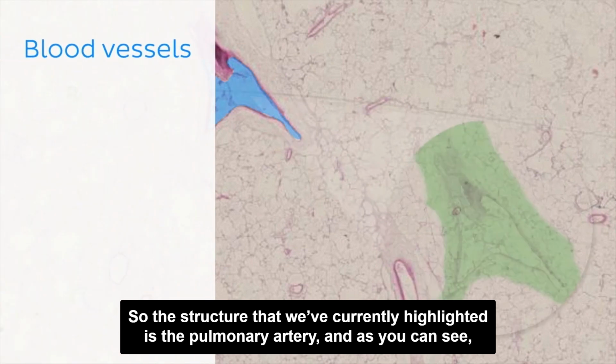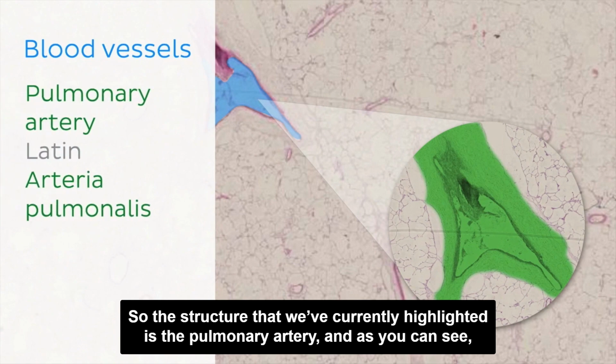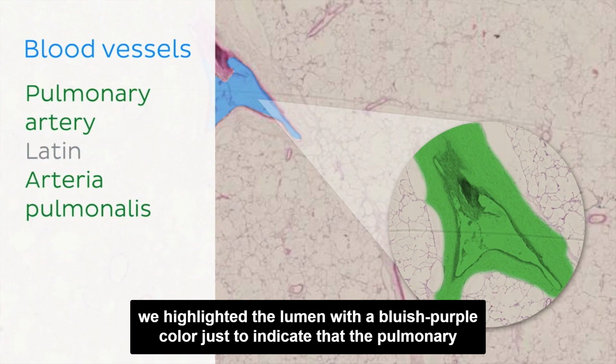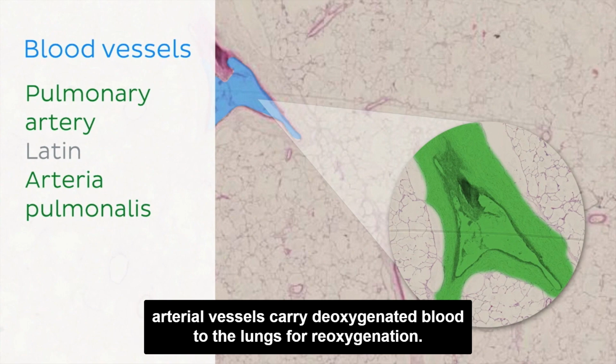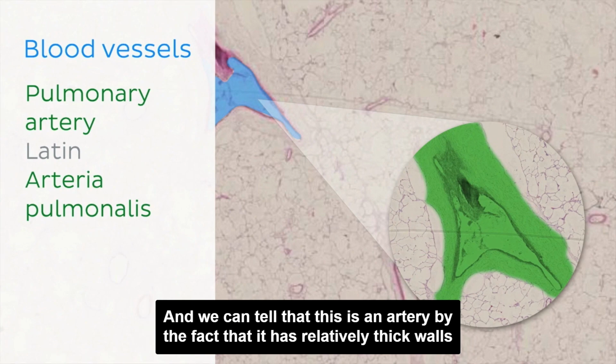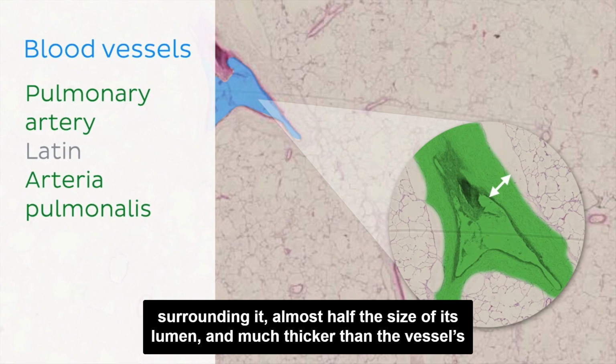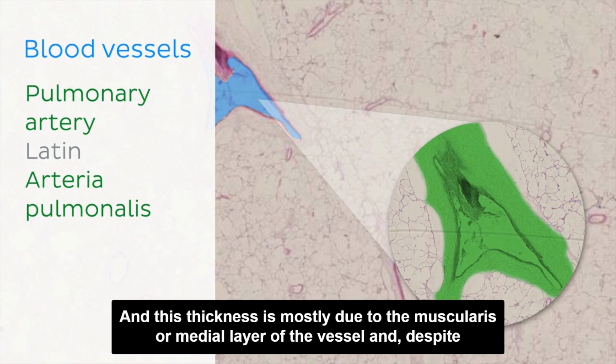So the structure that we've currently highlighted is the pulmonary artery. And as you can see, we highlighted the lumen with a bluish purple color. Just indicates that the pulmonary arterial vessels carry deoxygenated blood to the lungs for reoxygenation. And we can tell that this is an artery by the fact that it has a relatively thick wall surrounding it, almost half the size of its lumen and much thicker than the vessel's endothelium. This thickness is mostly due to the muscularis or media layer of the vessel.